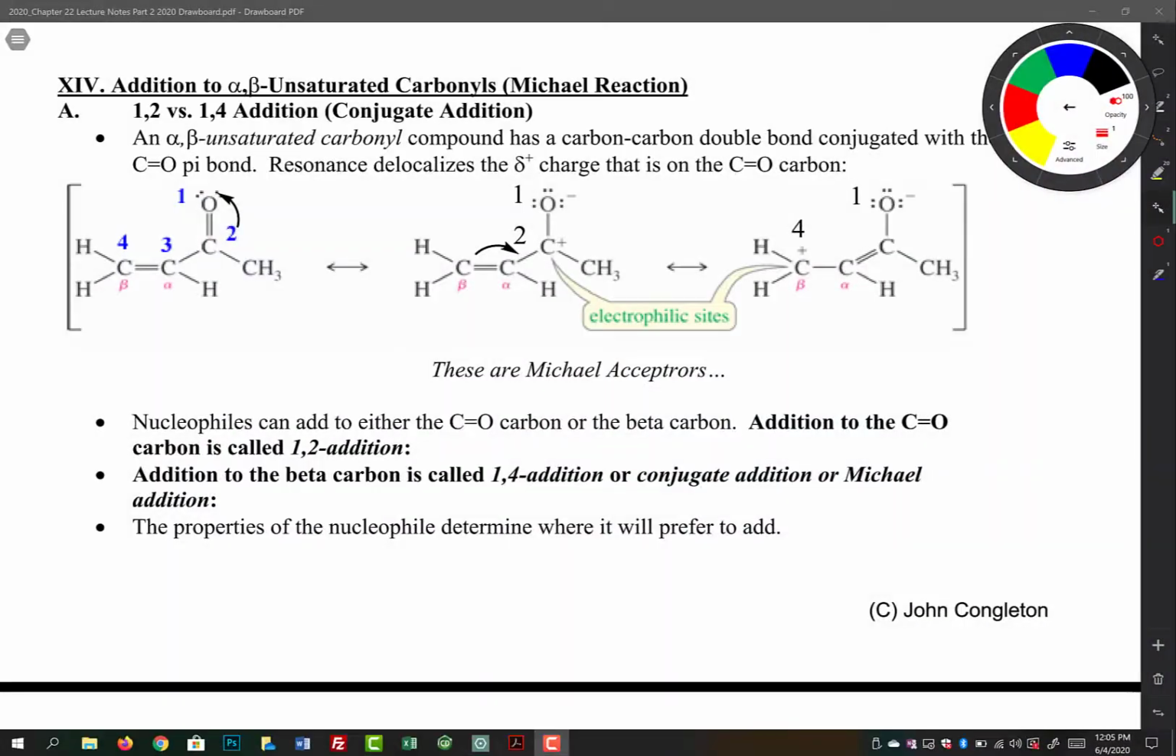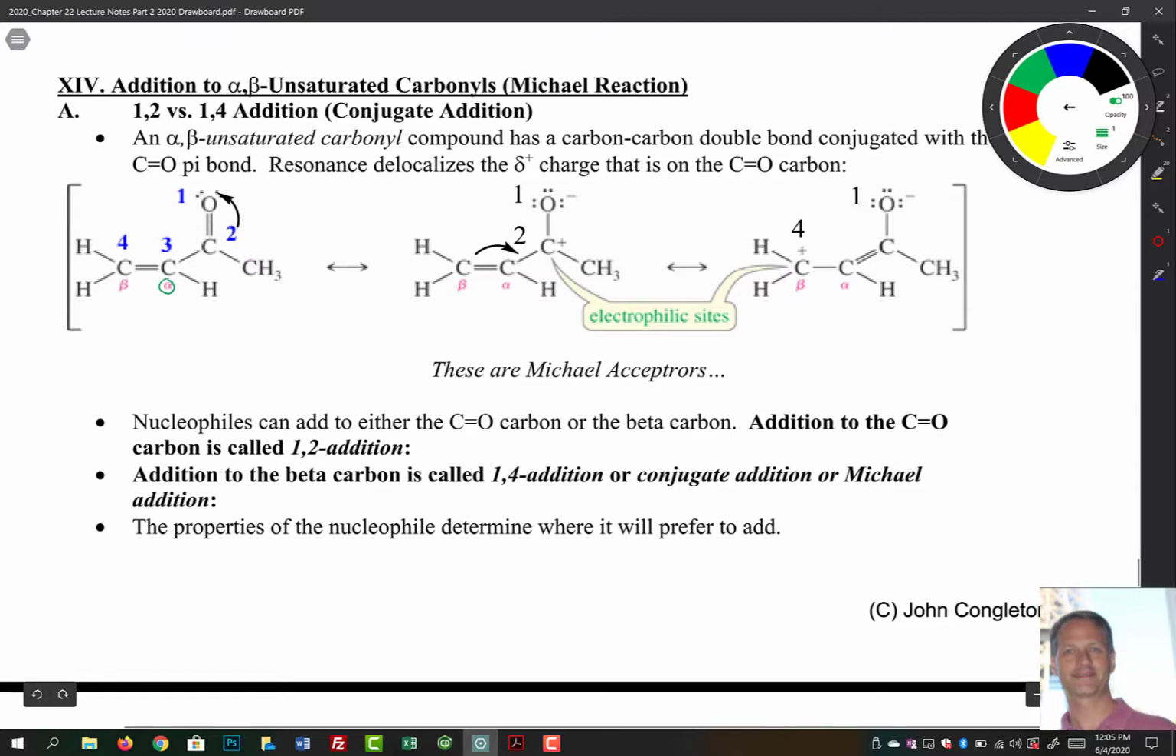The next to last section that we're going to talk about here is called the Michael reaction or Michael addition, sometimes referred to as conjugate addition or 1,2, 1,4 addition. So the reaction occurs between an alpha-beta unsaturated carbonyl compound. If you look down below, here's your alpha-beta unsaturated carbonyl. That's the same as the dehydrated aldol product, right?